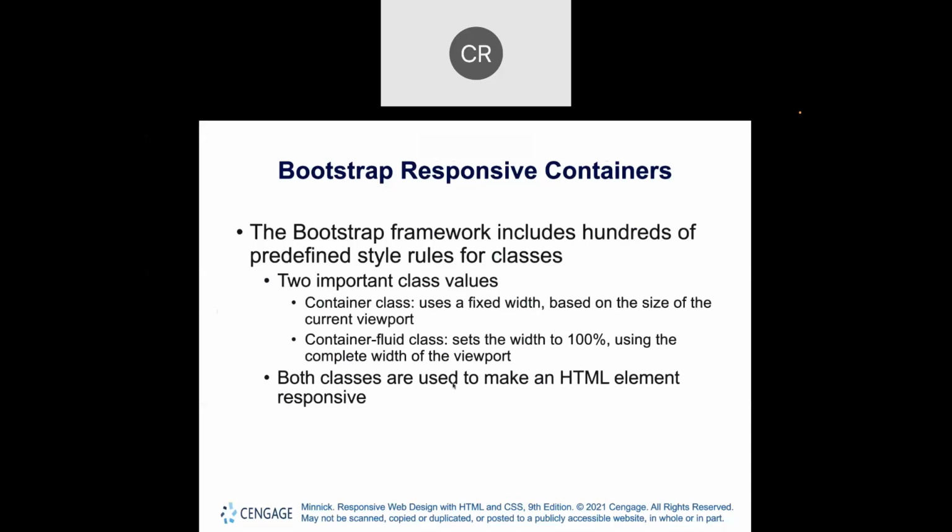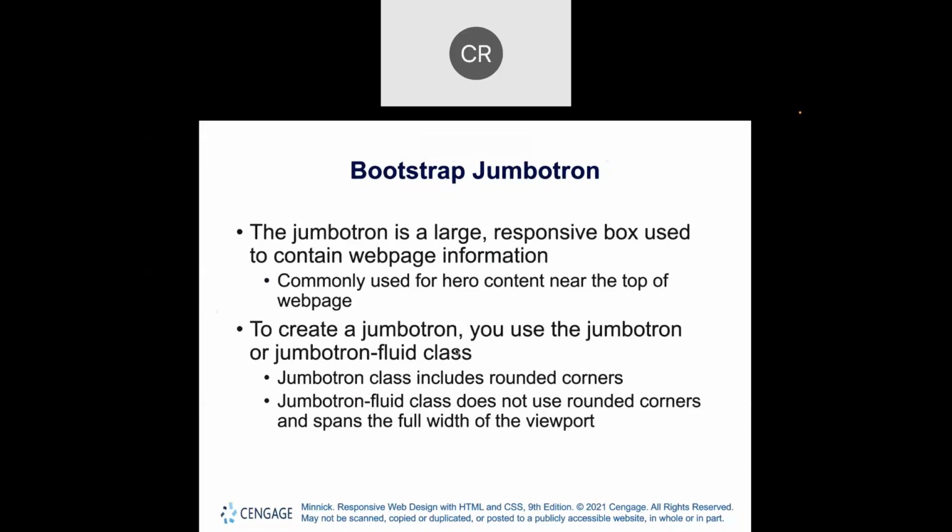So it's just all about making it responsive to work in all viewpoints. The jumbotron is the large responsive box used to contain web page information, commonly used for the hero image near the top of the web page. Remember I was telling you about that. It includes rounded corners, and the fluid class does not use rounded corners. It spans the full width of the viewpoint.